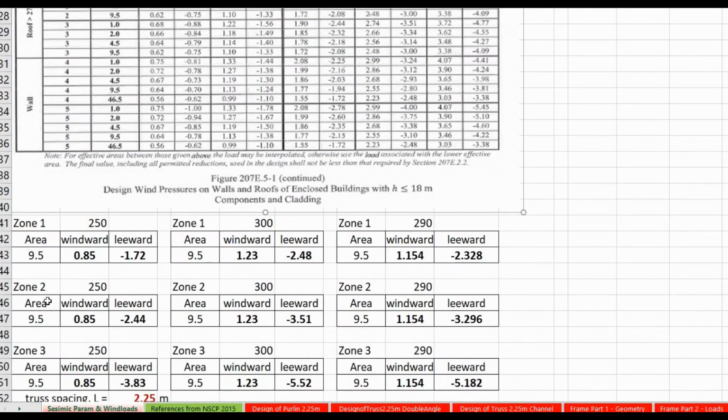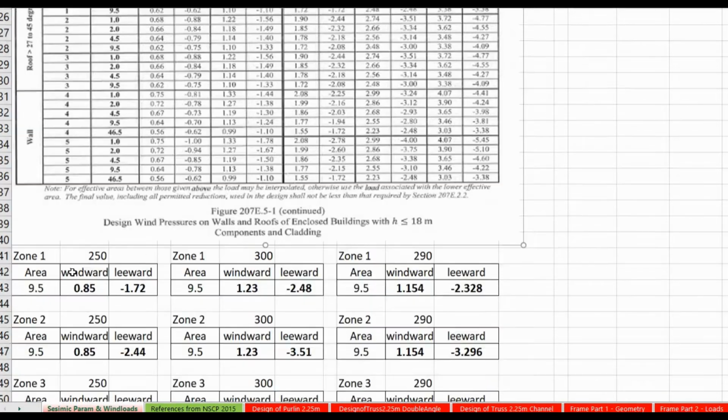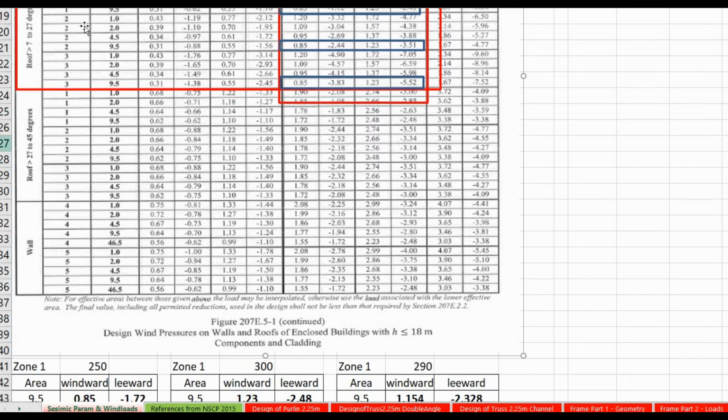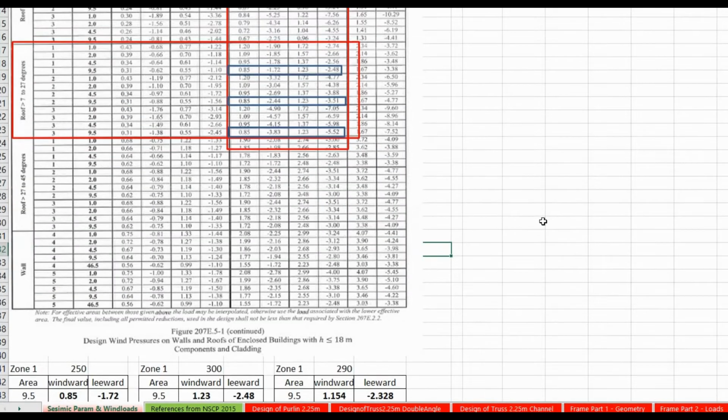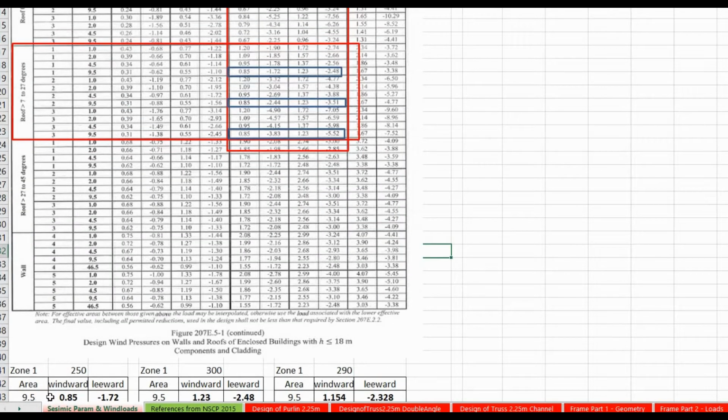Okay? So, ito ngayon ang ating interpolation. So, ulitin ko. For 250 sa 9.5, sa 250 wind speed, ang 9.5 ay negative 0.85. Ayan, dito natin siya ilalagay.